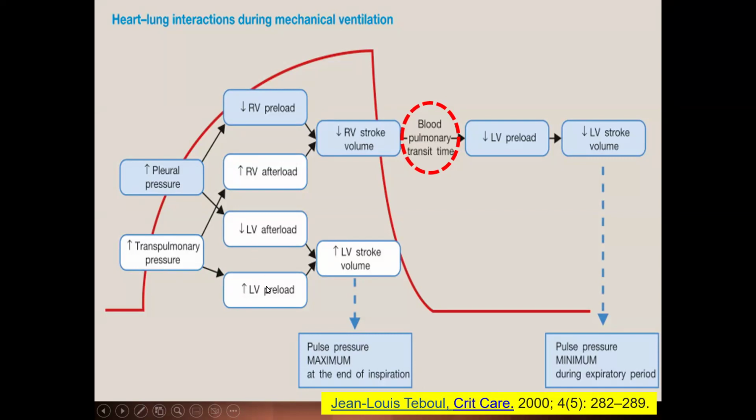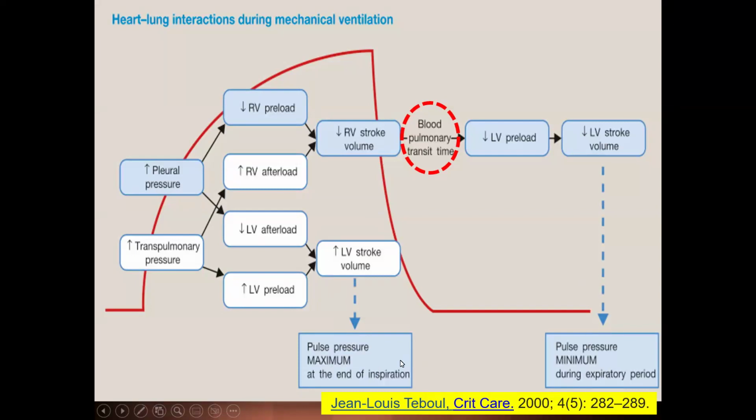So decrease afterload and increase preload, so increase the LV stroke volume. So increasing the stroke volume at the end of inspiration. So there is variation between inspiration and expiration because we are measuring the LV, not the RV. So at the end of inspiration, the maximum pressure increases from increasing the left ventricular stroke volume. At the end of expiration, decreasing.